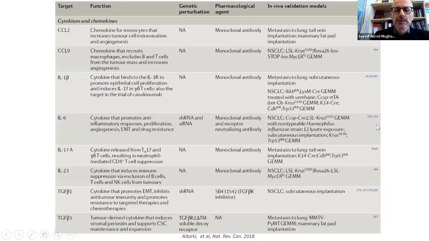There are several studies being done using different mouse models and also in vitro models that try to tackle each one of those cytokines, which are summarized in this table that was published back in 2018 by Dr. Al-Turkey's group.